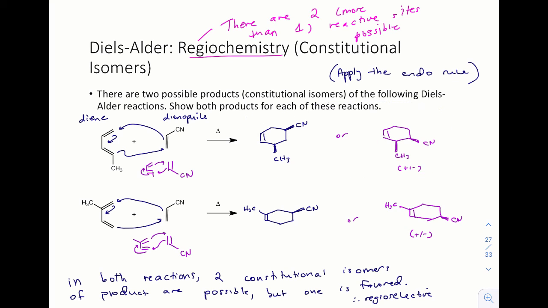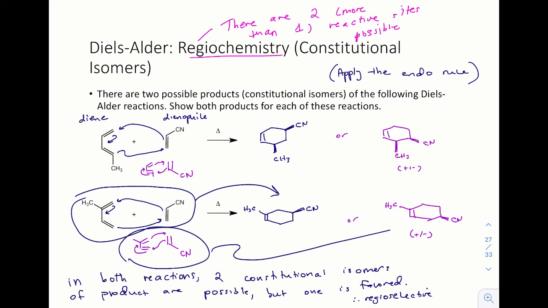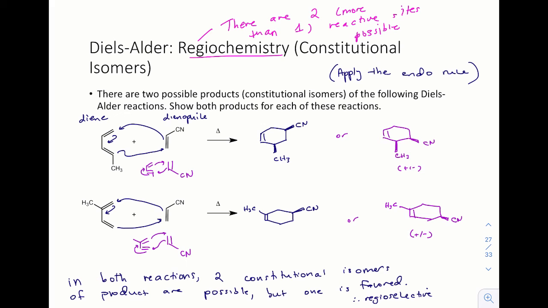It's the same for the second reaction. The diene and the dienophile can react in this orientation to form this product, or in this orientation to form the other product. So for both of these reactions, two constitutional isomers are possible, depending on how the dienophile reacts. And I will note, when applicable, I did apply the endo rule, so the end of the diene is on the same face as the nitrile.